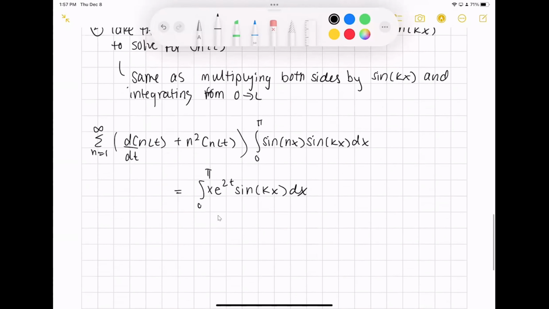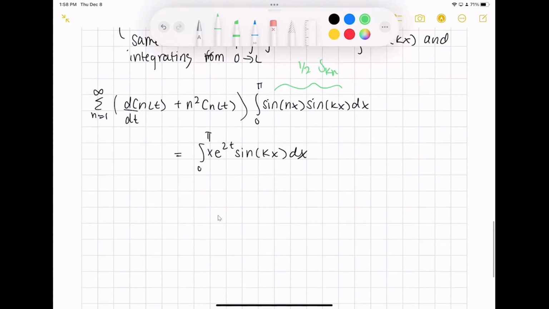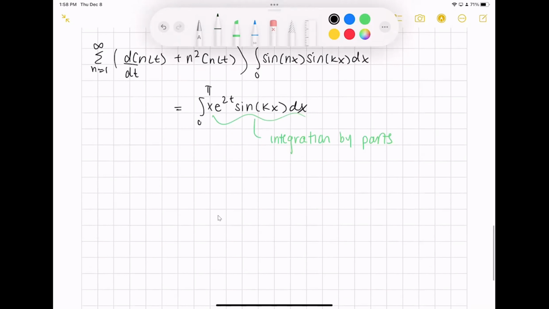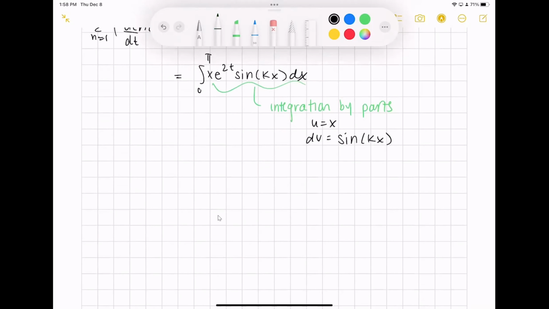So we know that this is 1/2 the Dirac delta here, Kn. And so all we need to do is to solve this side. To solve that side, we're going to do integration by parts. And we're going to let u equal x and dv equal sine of kx. So just looking at that integral here, we're just going to do it down here.